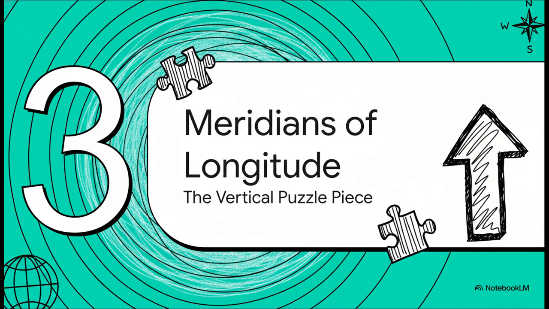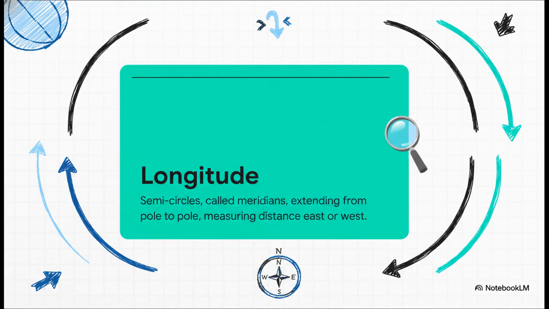Okay, so we've got our north-south position totally locked in. We're halfway there. But to get a real pinpoint location, we need the other half of the address. So let's talk about the vertical piece of this puzzle, the meridians of longitude. Now these are totally different from latitude. Instead of full circles, lines of longitude, or meridians, are semicircles. They all stretch from the North Pole all the way down to the South Pole, and they actually meet up at the top and bottom of the world.